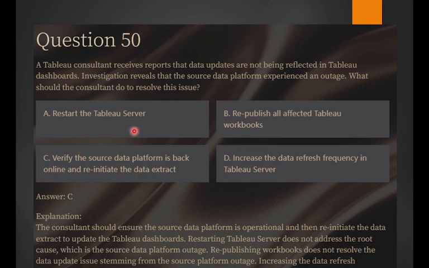Restarting the Tableau Server does not address the root cause, so this is not the correct option. Republish all affected Tableau workbooks. This again does not resolve the data update issue from the source platform outage. And increase the data refresh frequency in Tableau Server. Again, this does not solve the immediate issue caused by the source platform outage. So option C is correct. Verify the source data platform is back online and reinitiate the data extract. It will get the data into the data source again after refreshing.